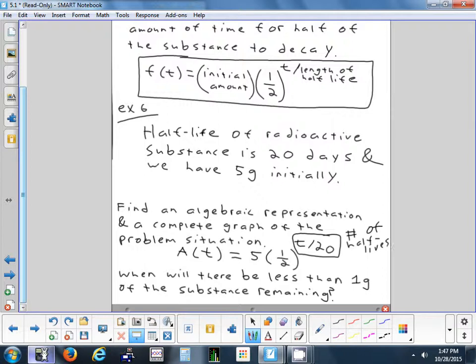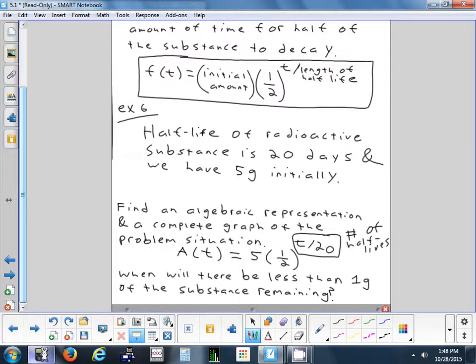After 20 days, 20 divided by 20 is how much? 1. After 20 days, you've done 1 half-life. What's 40 divided by 20? 2. So after 40 days, you will have completed 2 half-lives, which is equivalent to how much material left? A quarter of it. After 60 days, you will have done 3 half-lives. Half, half, half. Now you have 1/8 of your material. That's why you need to put in this divide by 20.